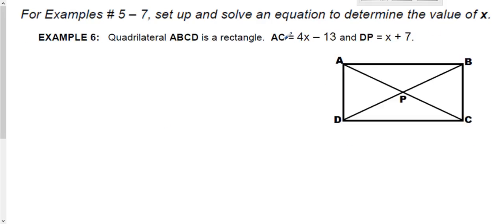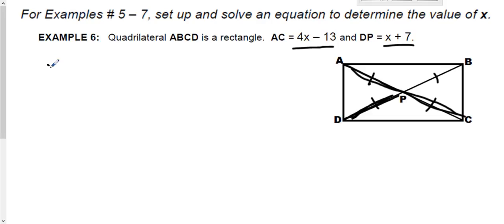Example 6. We have diagonal AC. This whole diagonal right here is 4x minus 13. DP, which is just this little piece, not the whole diagonal, is x plus 7. So this whole diagonal does not equal this little piece, it actually equals 2 of them, because these pieces are the same, and since the diagonals are the same, these little pieces over here are the same. So it takes 2 of the DPs to equal the whole AC. So there's 2 ways you could do it.